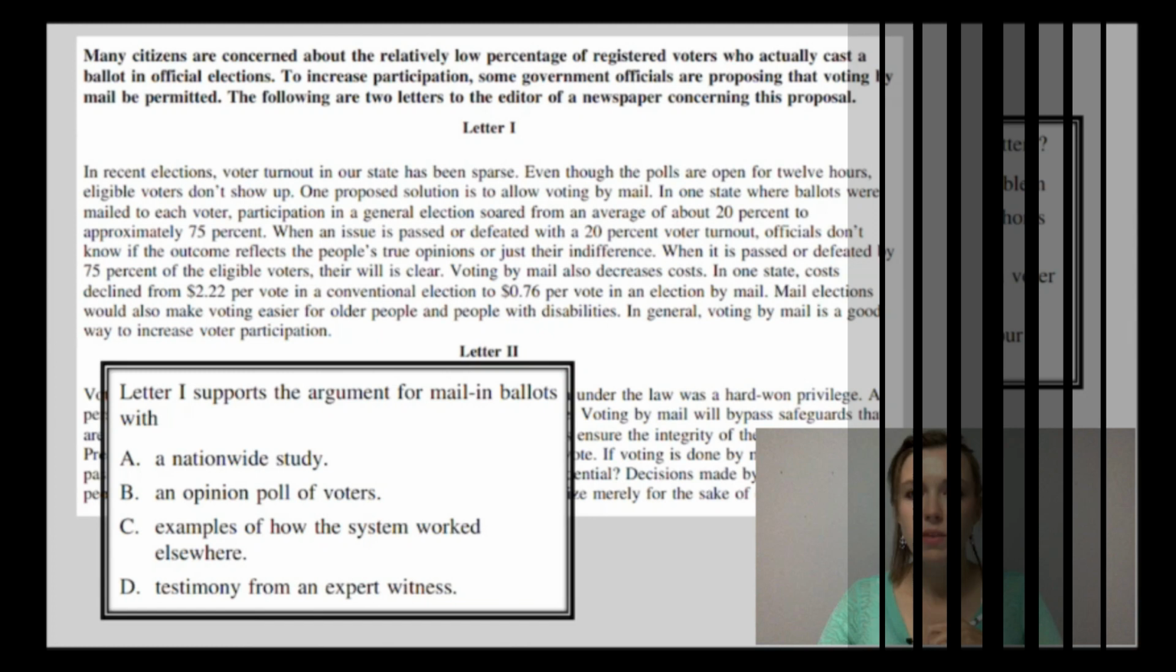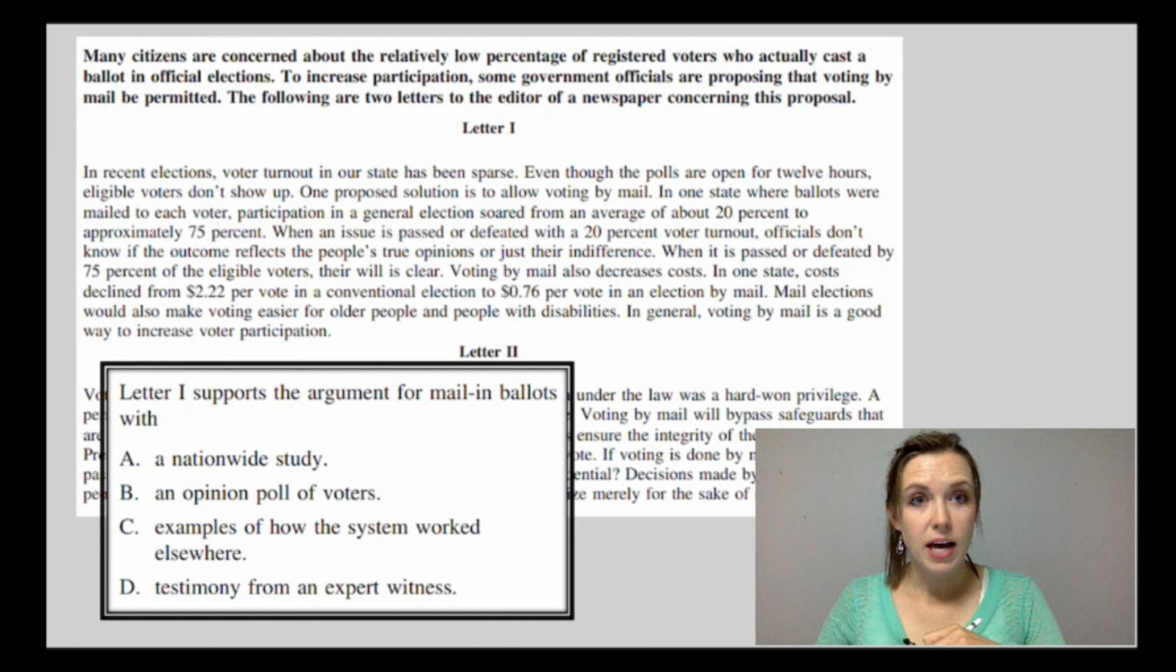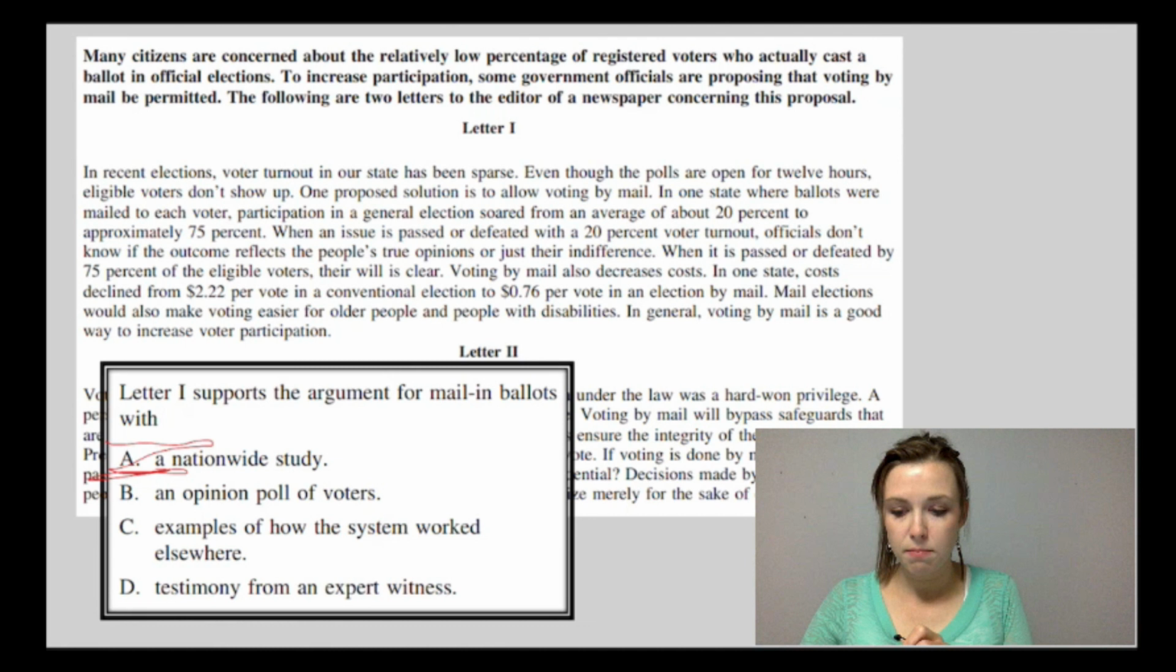Letter 1 supports the argument for mail-in ballots with a nationwide study. No, it doesn't have a nationwide study. I mean, it said in one state, but that's not nationwide. An opinion poll of voters. No, it didn't really talk about that. Examples of how the system worked elsewhere. Yeah, it does talk about how it worked and that sort of thing. And a testimony from an expert witness. No, it's just really talking about how it worked in other places.